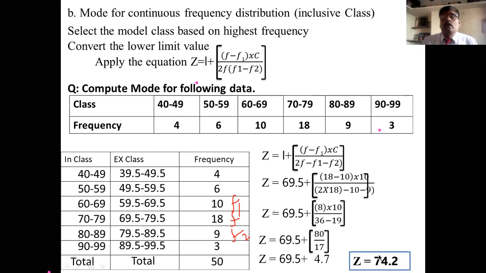In this way you have to calculate the mode for inclusive class. This is the basic theory regarding mode, and mode cannot be calculated if there are two maximum values. If there are two maximum frequency values, it is not possible to calculate with the help of the equation.